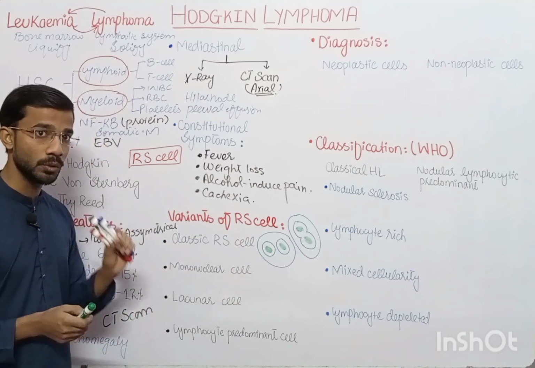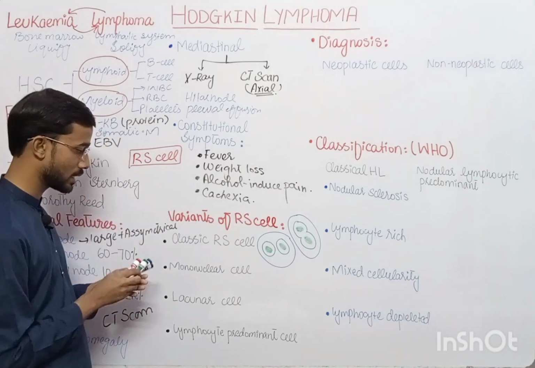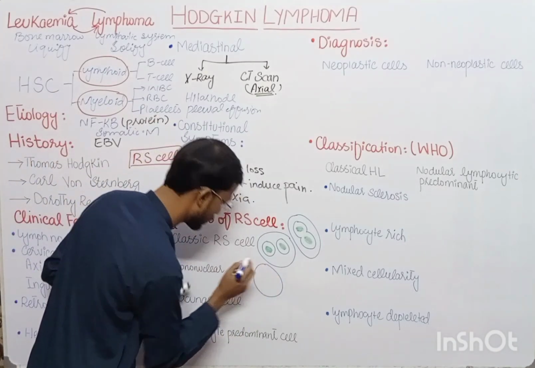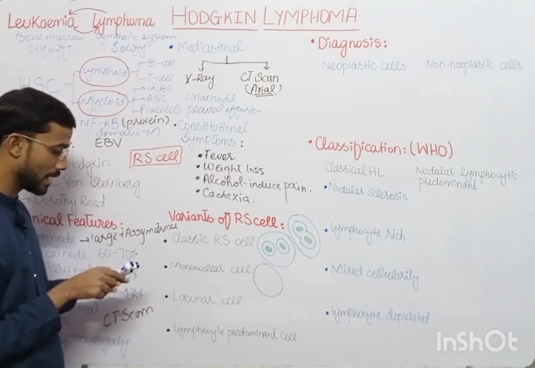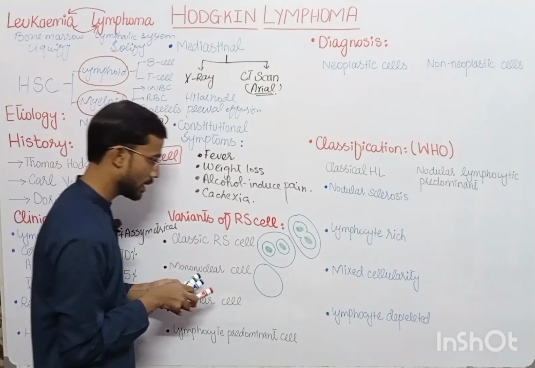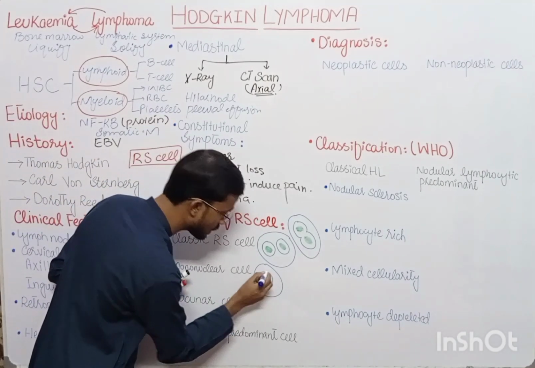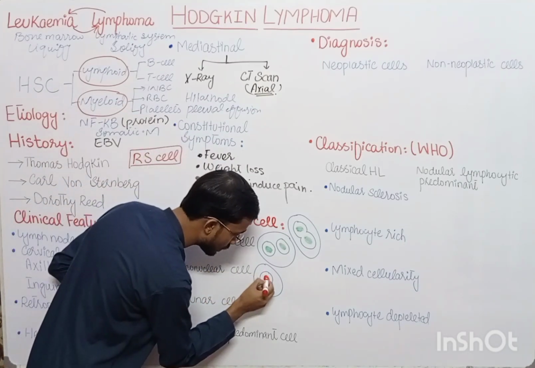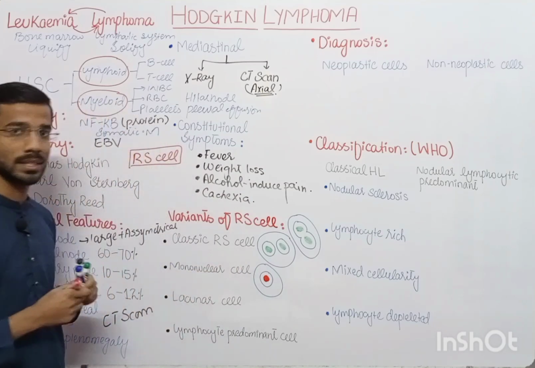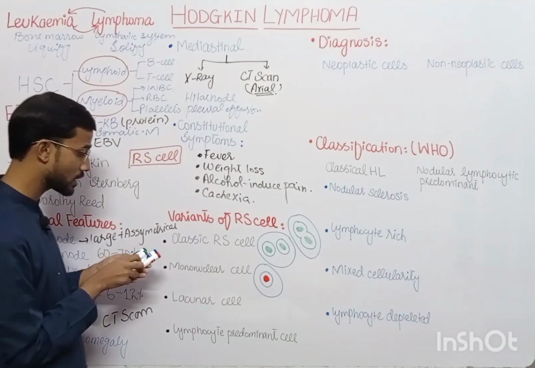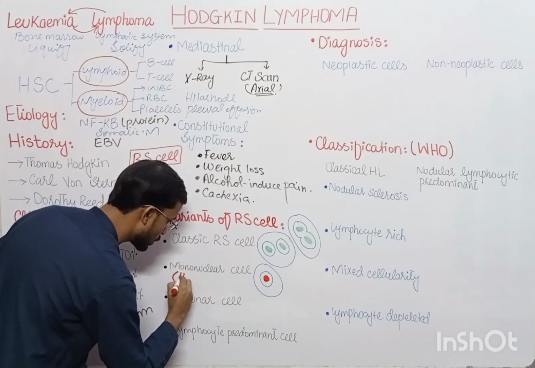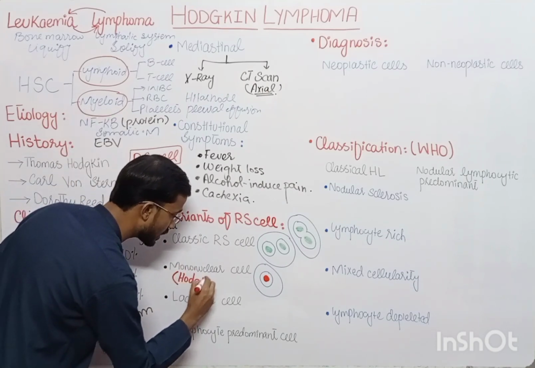Next is the mononuclear cell, having 1 nucleus in it. Here is the mononuclear cell and here is the nucleus, and at the center is the nucleolus. The mononuclear cell is also called the Hodgkin cell.